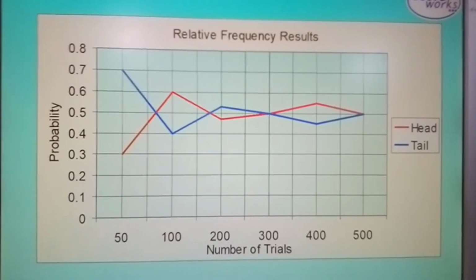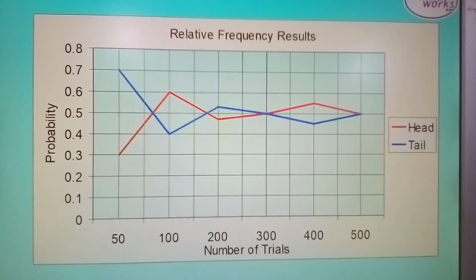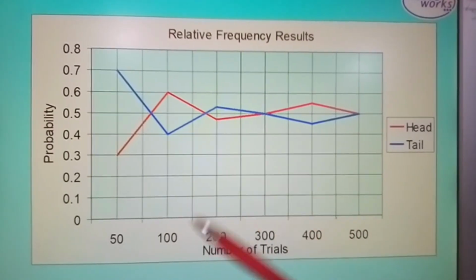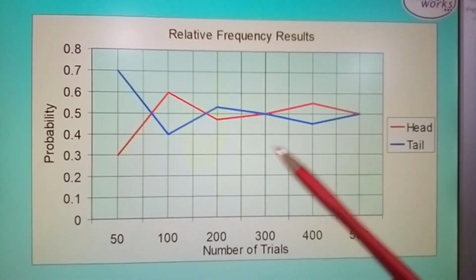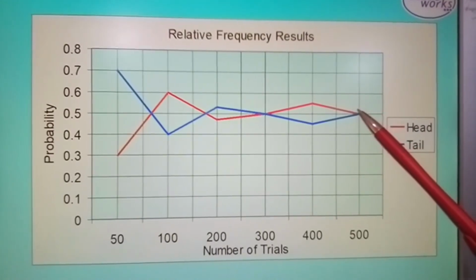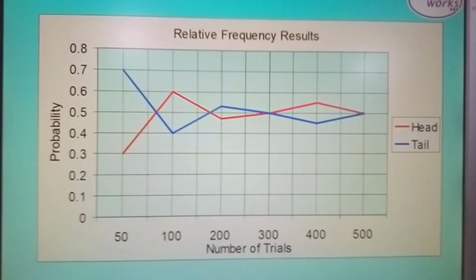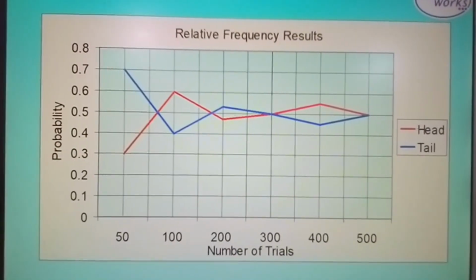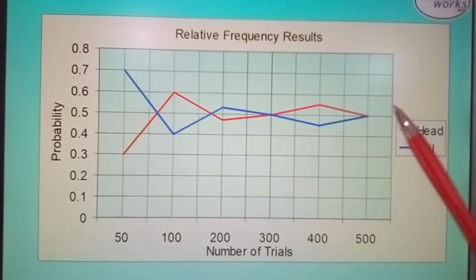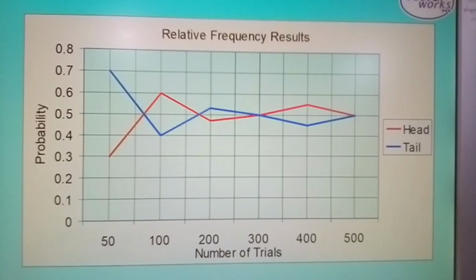Relative frequency results, probability, number of trials. So you can see that here at approximately 500 trials we get to a point where heads and tails actually become equal to each other. But that's only after a number of trials, showing you that you get closer to the actual theoretical probability than otherwise. So you can almost say at this point here, they're both equal, so 50-50. I would, just for simplicity.